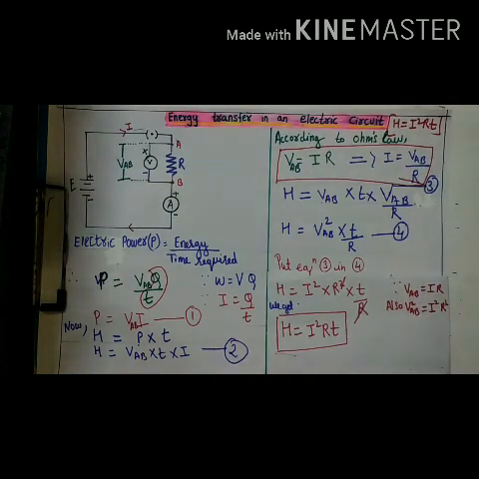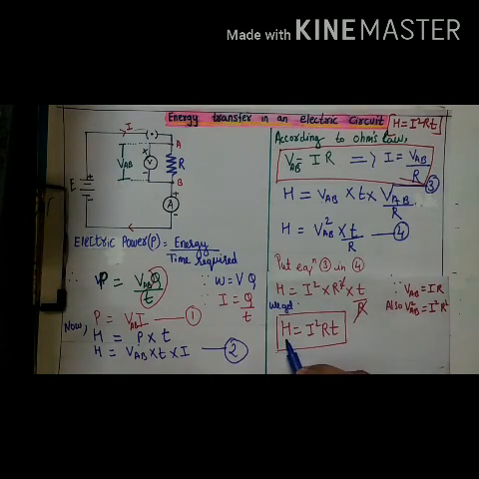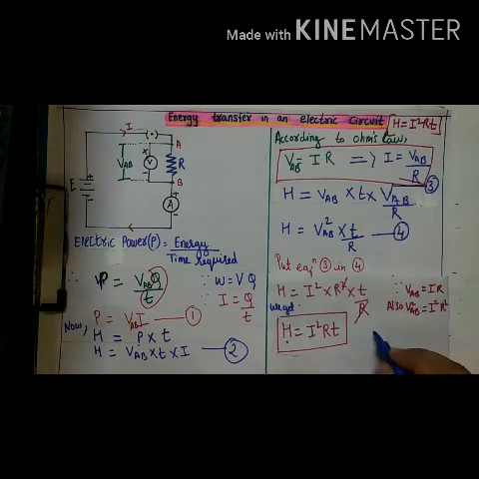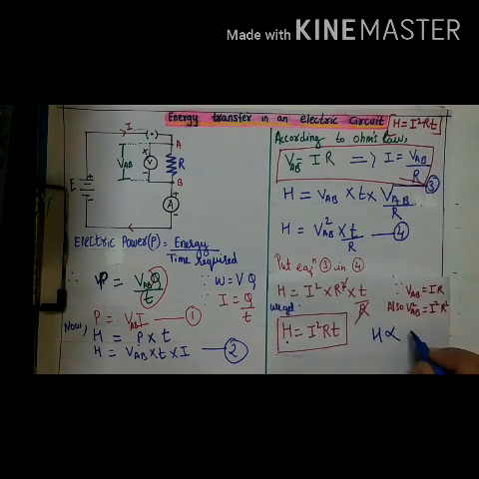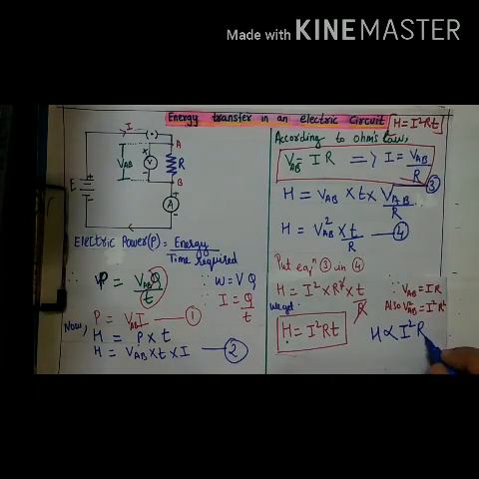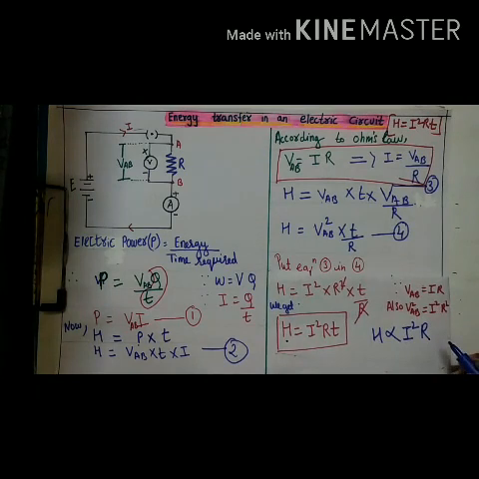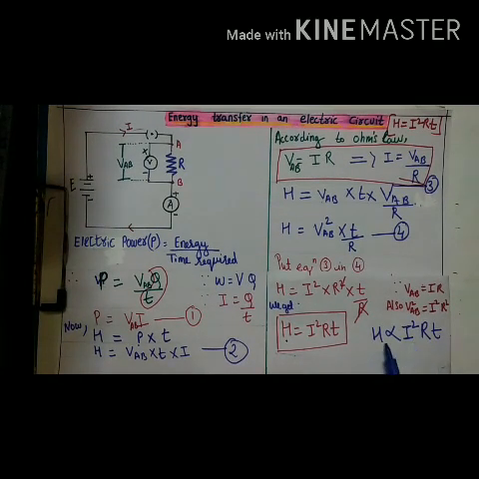When Joule's law is asked to derive, you have to write this full derivation. And how will you state Joule's law? Joule's law states that the amount of heat produced in a conductor is directly proportional to the square of its current, directly proportional to resistance, and directly proportional to the time for which the current is flowing. It means the heat produced depends upon current, resistance and time taken to flow the current.